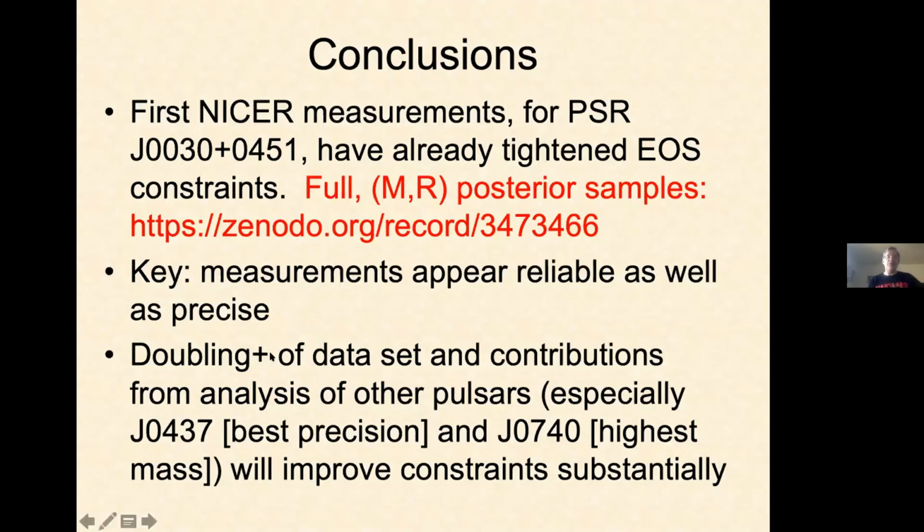In addition, the future is bright for neutron star observations using NICER. For this particular pulsar, we're going to roughly double the data set by the end of this year, and by the end of the NICER mission, possibly even triple it. We're also going to look at other pulsars. This pulsar J0437 is expected to give us the best precision measurement, and pulsar J0740 is the one with the highest relatively precise measurement of mass. Although, as Manu Linares pointed out, you can make arguments, but this is one that we're looking at extensively. So all this combined is going to improve constraints substantially.